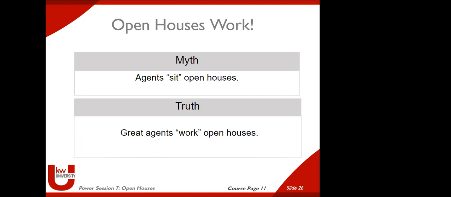Most people don't just go to open houses for fun. They say they go to open houses for fun, but there's usually something they're looking for. I totally agree.